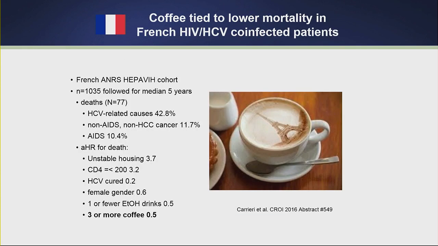Now, one aspect, we all know about alcohol reduction, but there are also data showing that coffee, I happen to have a visual prop here, is related to lower mortality in our co-infected patients. This is one study which looked at deaths in a large co-infected cohort, and you see the risk factors associated with death that would not surprise you, things like low CD4 count, unstable housing.